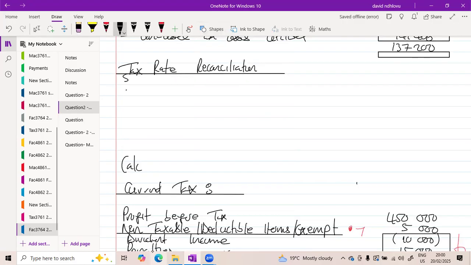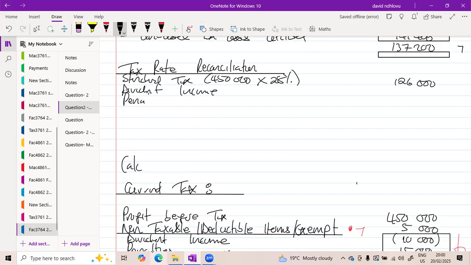Right, then we bring our standard tax. 450 was the profit before tax, right? Theoretically, we should have been sitting on a tax of how much? Right, 126,000, but we are sitting on 137. Where is the difference? Deferred tax or dividend income, sorry. Right, and the penalty contributed.